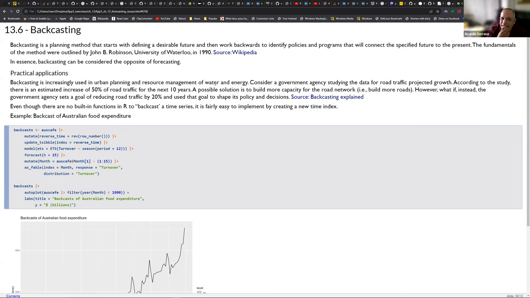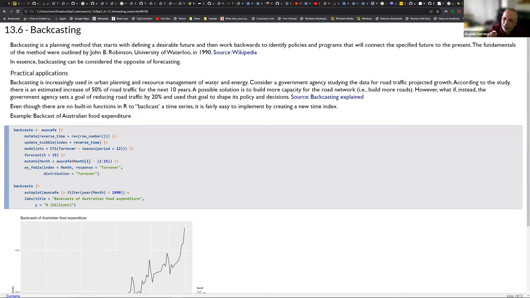So some of the practical applications are in terms of managing limited resources, okay? The example from the page that I researched about backcasting is when you're studying road traffic, okay? Projected growth of road traffic within, let's say, a metropolitan area. We can pick Rome, Paris, New York, or Orlando here. Usually, when you try to project road traffic growth, you see a tendency to increase, especially over, let's say, 10 or 20 years, because you are trying to do urban planning for it.